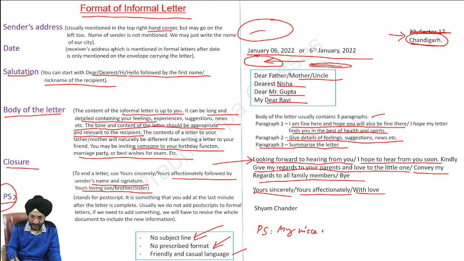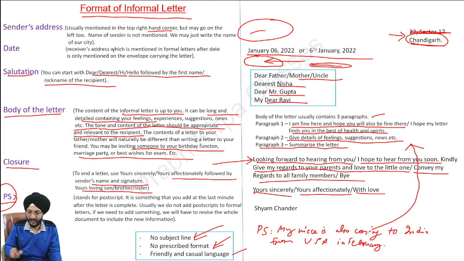My niece is also coming to India from USA in February. So, what you had forgot to mention in the main body part of the letter, you may mention by adding PS. PS means postscript. That is what you had to add in the main body of the letter, and you forgot to mention the same, or at the last minute it has struck your mind. So you can mention the same by adding PS.